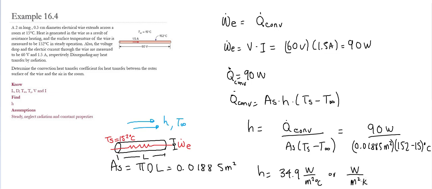Remember these two are equivalent to each other, because when we multiply by a delta, a delta of Celsius is equal to a delta in Kelvin. Also note that this problem didn't use any radiation, so the value of h we evaluated is only for convection.